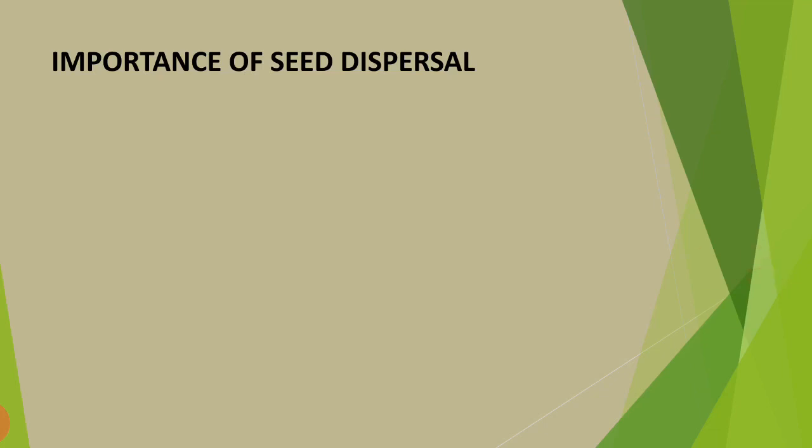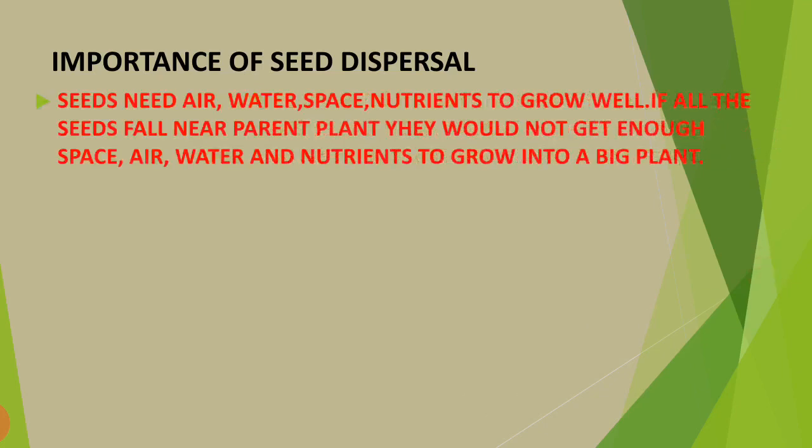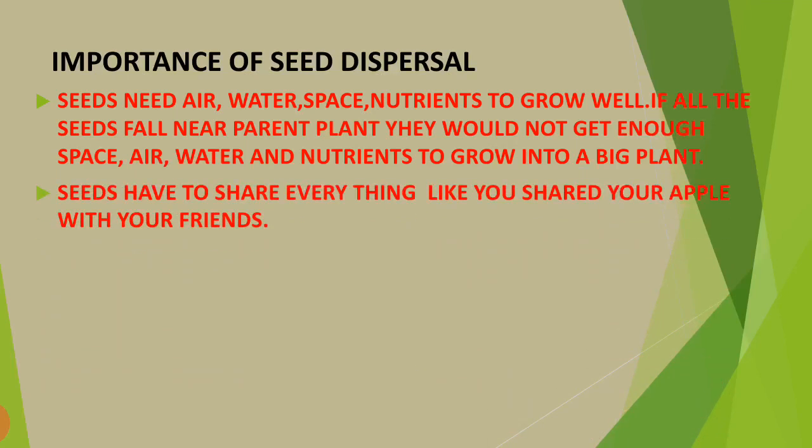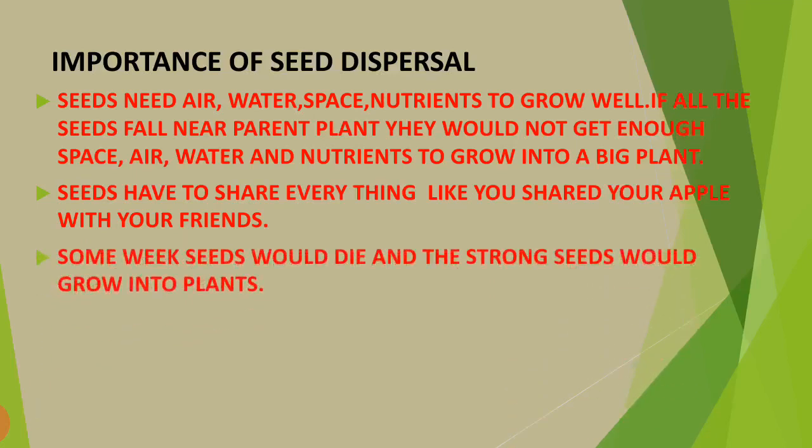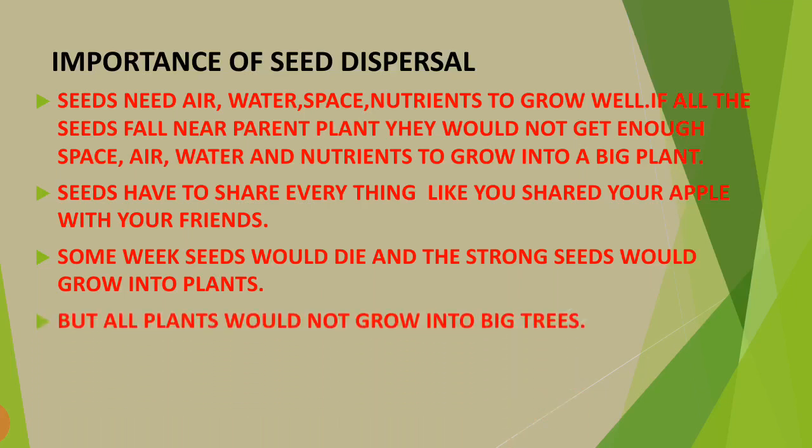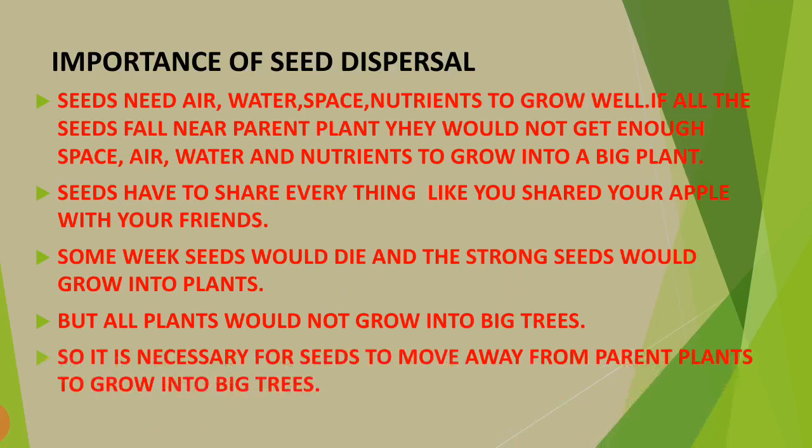And here comes the importance of seed dispersal. Seeds need air, water, space, nutrients to grow well. If all the seeds fall near the parent plant, they would not get enough space, air, water and nutrients to grow into a big plant. Seeds have to share everything, like you shared your apple with your friends. Some weak seeds would die and the strong seeds would grow into plants. But all plants would not grow into big trees. So it is necessary for seeds to move away from parent plants to grow into big trees.